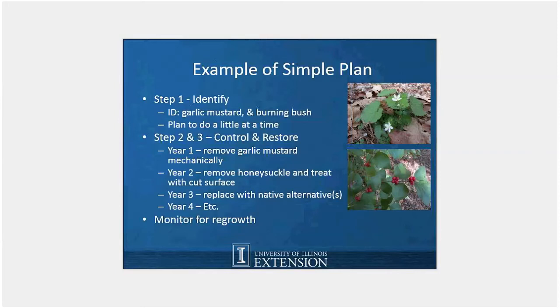And then when we look at removing honeysuckle or burning bush, we're going to focus more on chemical treatments. And then we are going to come in and replace with native alternatives. And then in year 4, as the shampoo bottle says, rinse and repeat. So this is an ongoing project, so don't think of this as something where we just jump into the landscape, get everything cleaned up, and then jump out and enjoy it forever. It's going to be an ongoing process, and you're going to need to monitor for regrowth and reincursion of invasive species.